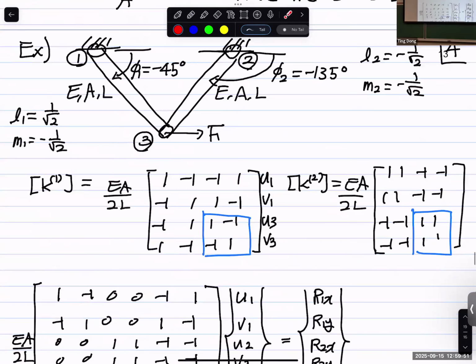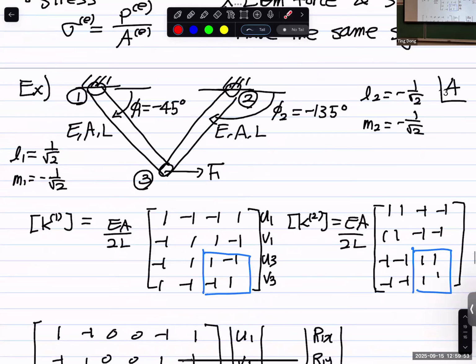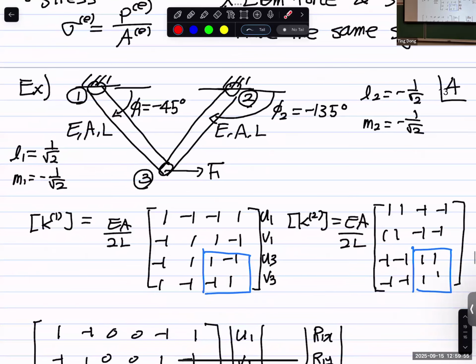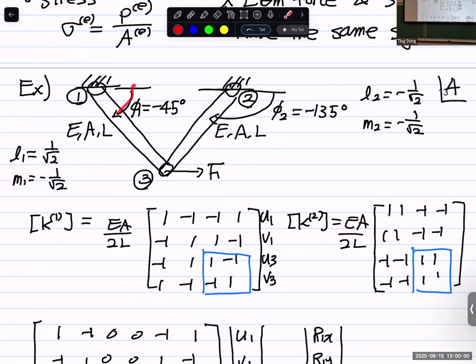The key thing here is a commonly made mistake in previous semesters. Students will say, is it positive 45, negative 45, or negative 135, or positive 45? Students always get confused about this. So let's make it clear.